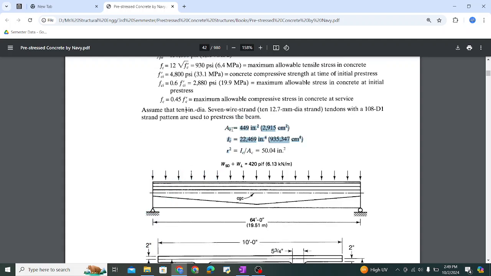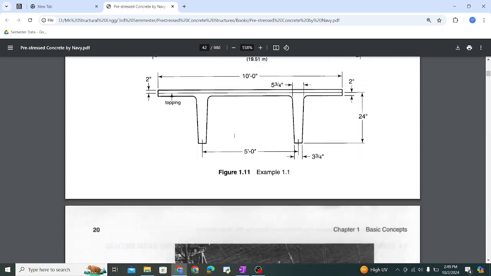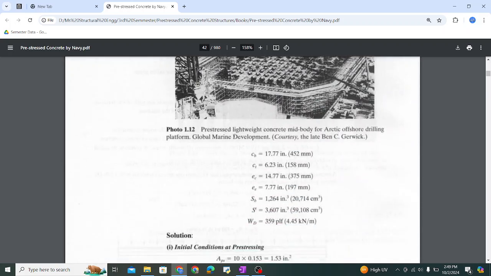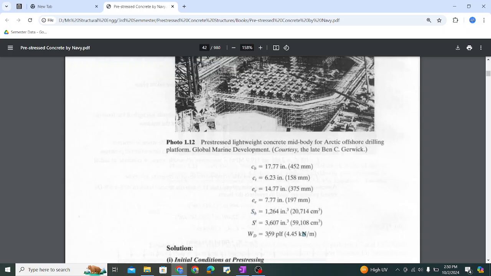We are given these properties, and we will also use these properties: eccentricity at center, eccentricity at support, section modulus. Self weight is also given. So let's move to the solution.